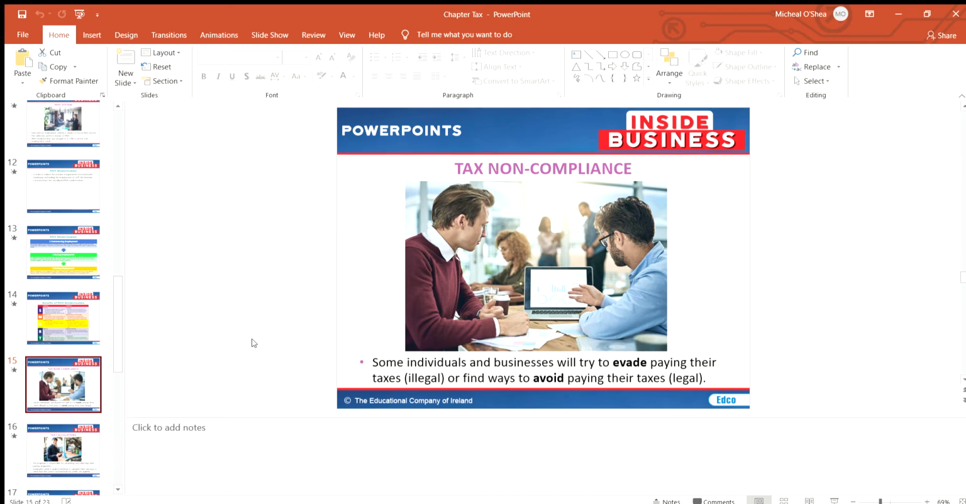But first, we're looking at tax non-compliance. There are two things here: tax evasion and tax avoidance. One of them is legal and one of them is illegal. Evading tax is illegal and avoiding tax is perfectly fine. So what's the difference? We can avoid tax by generally taking up certain initiatives, certain schemes.